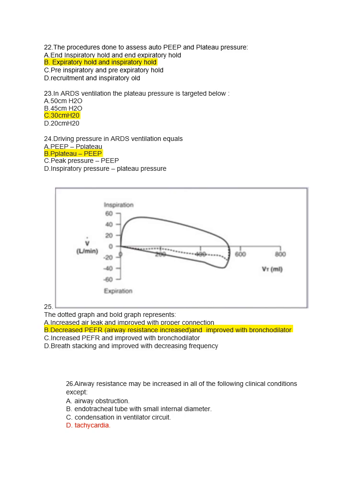Coming to the 23rd question. In ARDS ventilation, the plateau pressure is targeted below: 50 centimeters of water, 45 centimeters of water, 30 centimeters of water, or 20 centimeters of water. So the answer is 30 centimeters of water. This follows the ARDSNet protocol. We will be assessing the plateau pressure every 4th hourly, and we will be targeting a plateau pressure of less than 30 centimeters of water. So if the plateau pressure is getting altered, we will control the pressures accordingly.